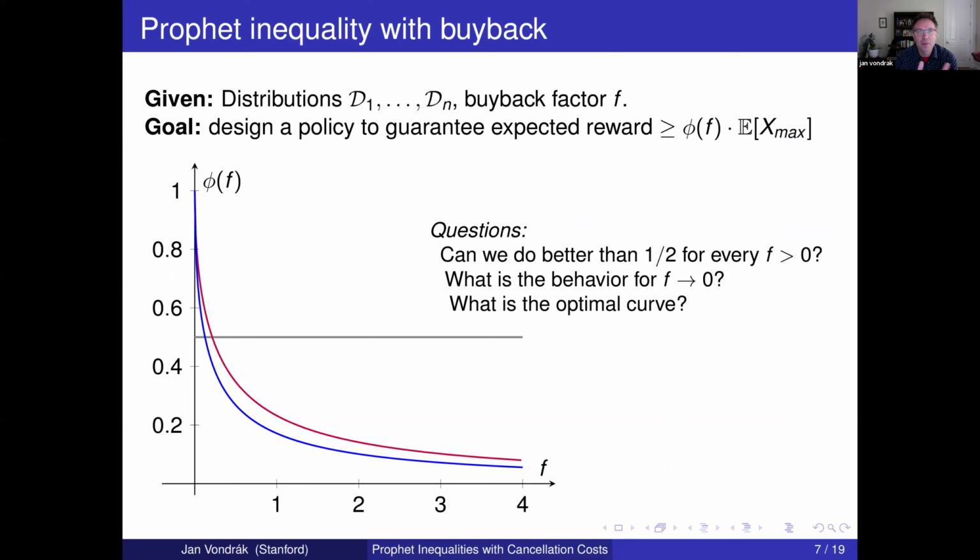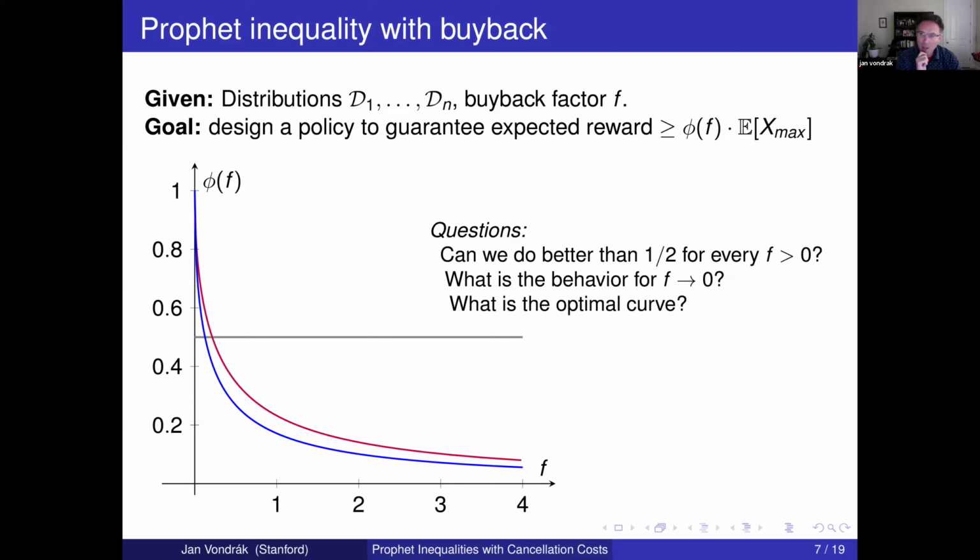So we are given distributions d1 through dn and a buyback factor f. And you want to design a policy which is allowed to switch from one variable to the next one at this buyback cost. And you aim to maximize the expected reward at the end, which is the value of what you have at the end minus the total buyback cost that you have paid in the process.